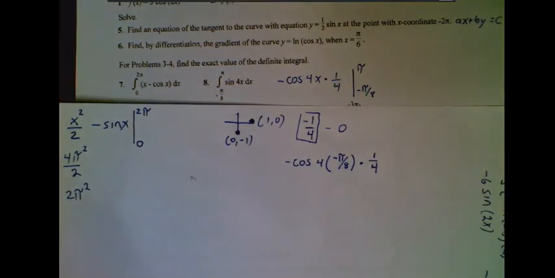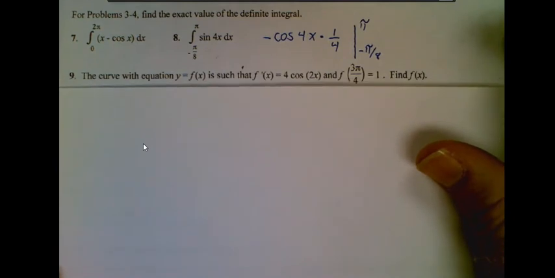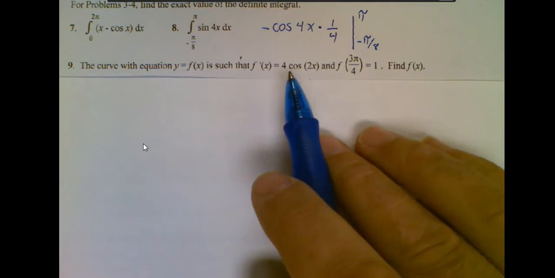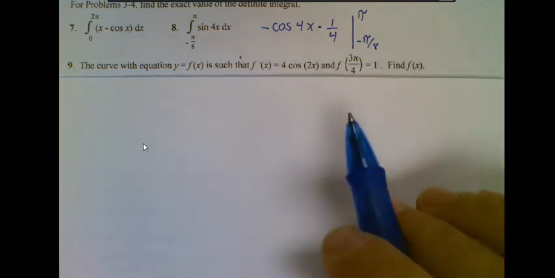Moving on. So going on down to number 9. We got a curve with this equation. They tell us the derivative of the equation. They give us a specific point. This is an x, this would be a y value.